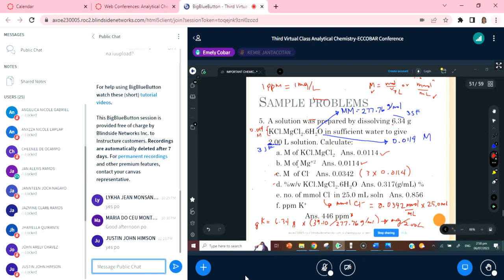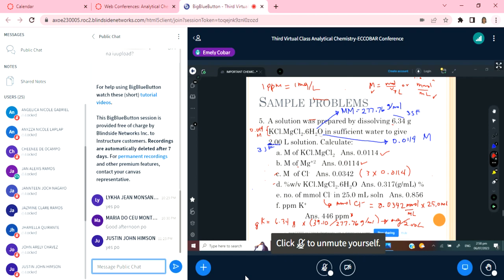Okay. O, halimbawa naman, si magnesium. So, if I have 1 mole of KCl, MgCl2, 6 water, okay? 1 mole ha? Sa 1 mole na yun, ilang mole of magnesium meron dun sa formula? 1 din, di ba? Okay? So therefore, if I have 0.0114 mole per liter of KCl-MgCl2, I have also the same 0.0114 molar magnesium. Kasi isa lang yung magnesium. 1:1, kumbaga, yung ratio. Okay?